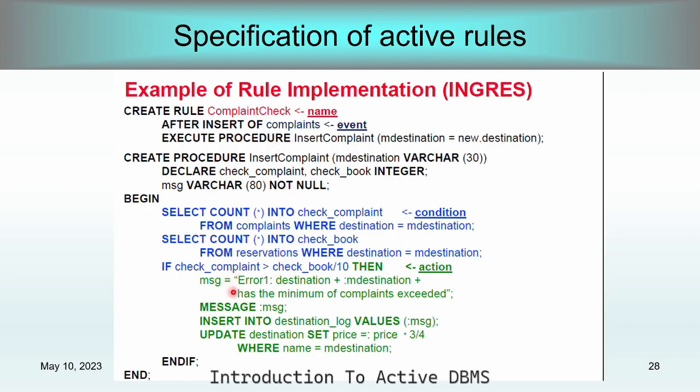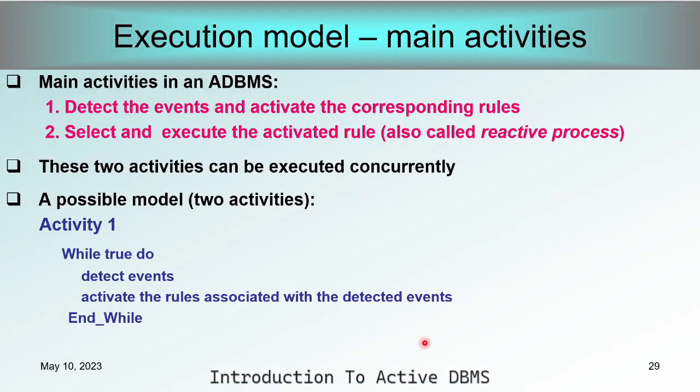So you could see, as soon as the complaint reaches a certain extent, based on the condition like check complaint greater than checkbook divided by 10, if it is reaching this particular scenario, automatically the price of that destination has been reduced by 3/4. So this rule can be automatically invoked on your DBMS on certain tables, and you could see the price can be updated as per the flexibility to give offers to the customers.